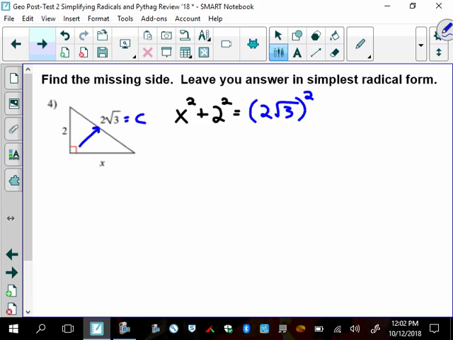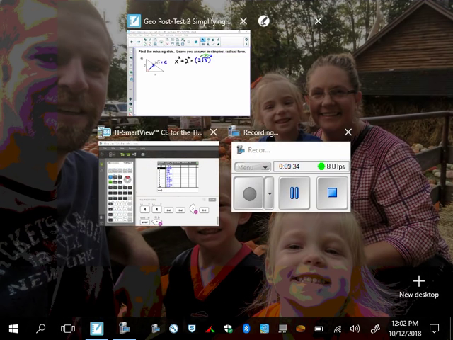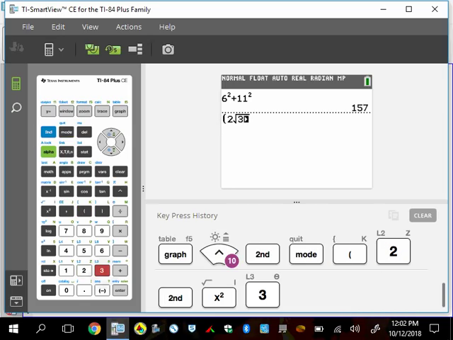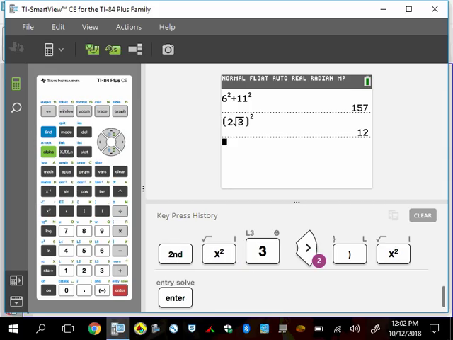if you're going to type it in, you need to have the parentheses around the entire thing, or else it won't square both numbers. Okay, if you're doing this without a calculator, you're actually going to square the radical 3 and the 2. So in my calculator, I'm going to use parentheses. So parentheses 2, radical 3, close the parentheses squared, should give me a value of 12.